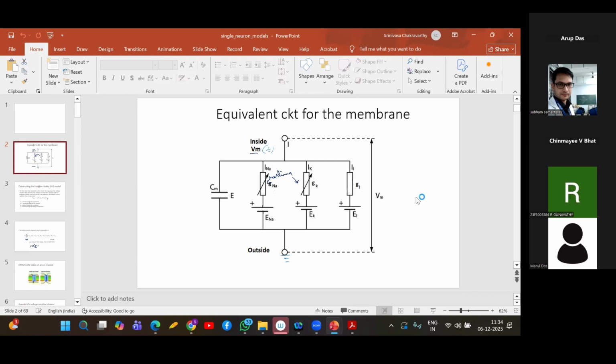Please, chat box, there was some comment just now I'm seeing. I can't see the messages. Are there any questions in the chat box?